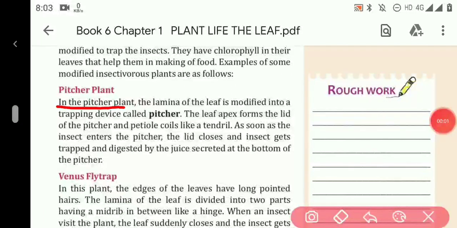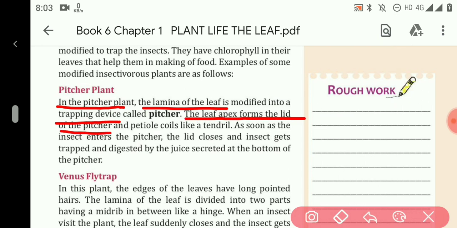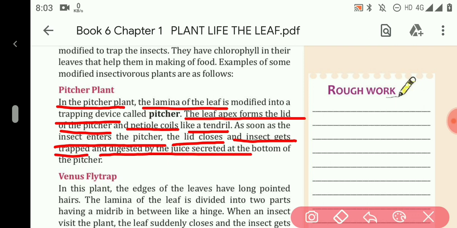In the pitcher plant, the lamina of the leaf, the flat surface of the leaf, is modified into the trapping device. To trap the insects, the leaf apex forms the lid of the pitcher and the petiole coils like a tendril. As soon as the insect enters the pitcher, the lid closes and the insect gets trapped and digested by the juice secreted at the bottom of the pitcher. In such a way, they obtain their minerals from the insect.